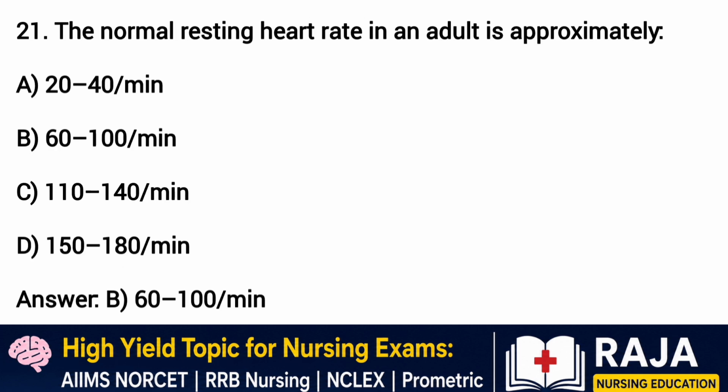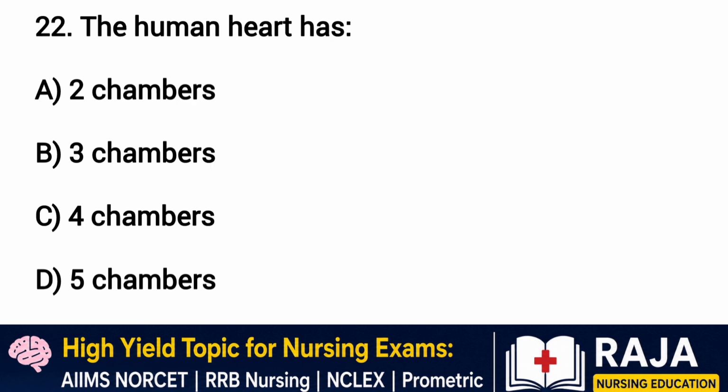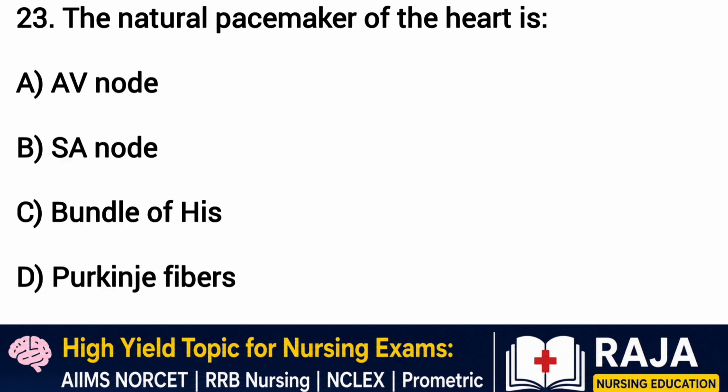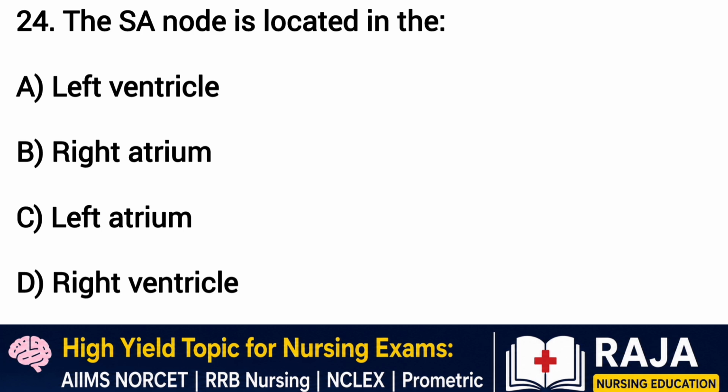The normal resting heart rate in an adult is approximately? The answer is B. 60 to 100 beats per minute. The human heart has? The answer is C. 4 chambers. The natural pacemaker of the heart is? The answer is B. SA node. The SA node is located in the? The answer is B. Right atrium.